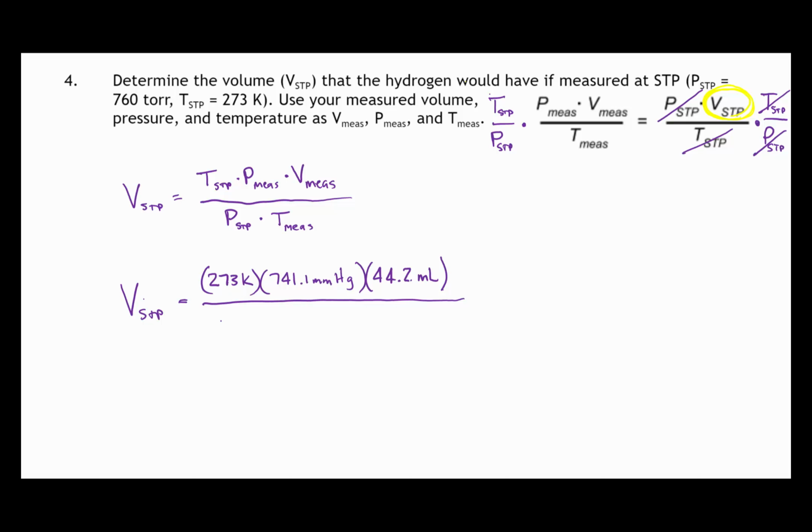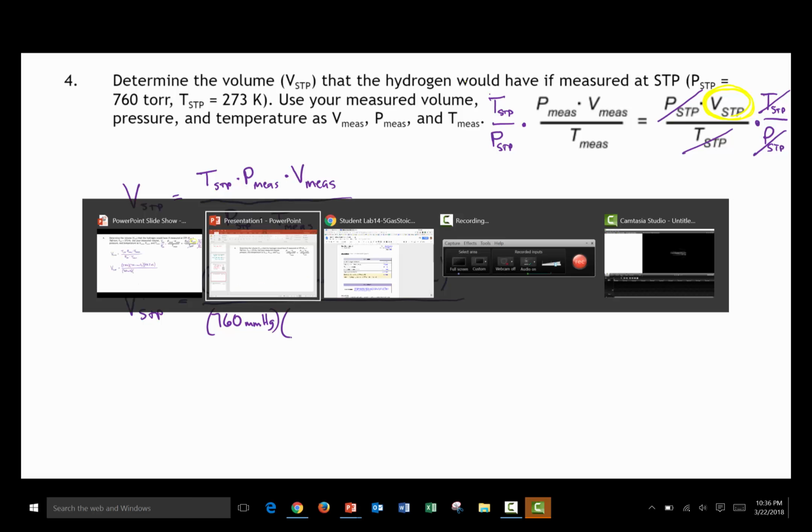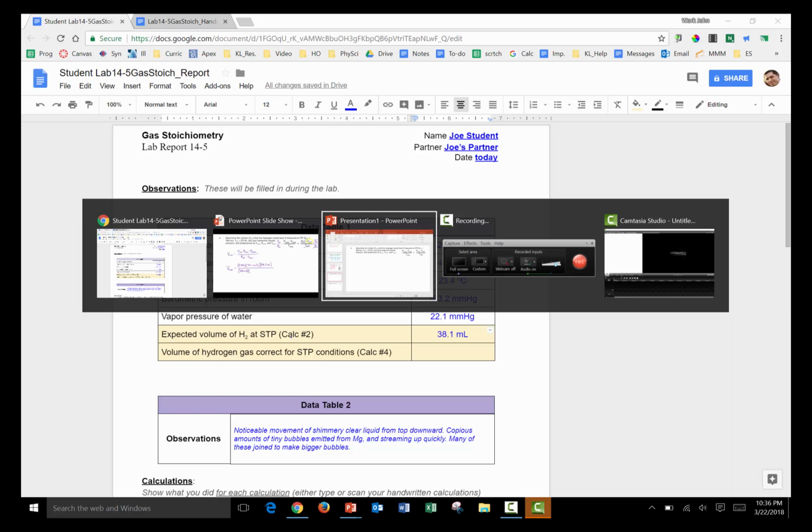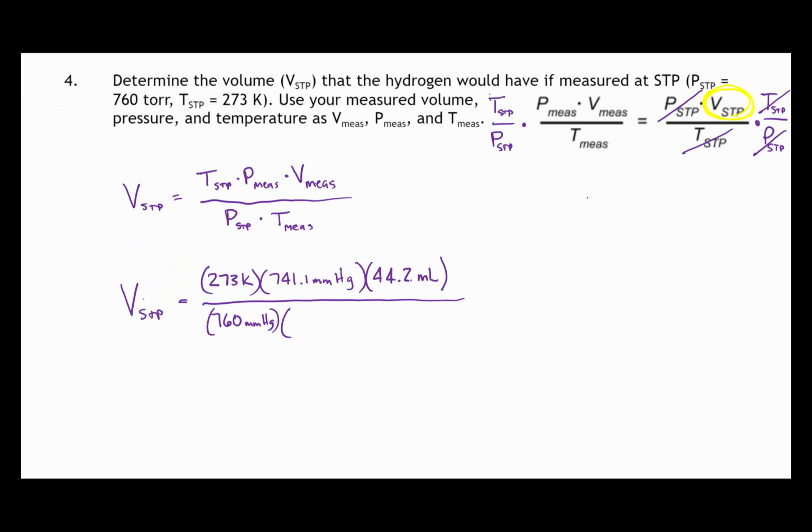For the pressure at STP, we can use 1 atmosphere, or in torr we would call that 760. And I've been writing those as mmHg, so let's do that. And then finally, the temperature that we measured also will come from the data table. It looks like the temperature in my experiment was 23.4 degrees Celsius. I need to add 273 to turn that into a Kelvin temperature.